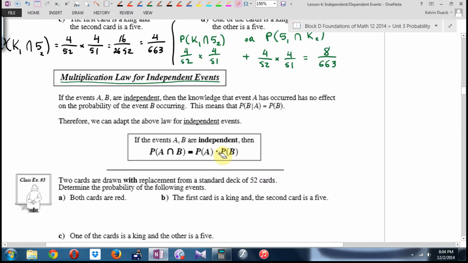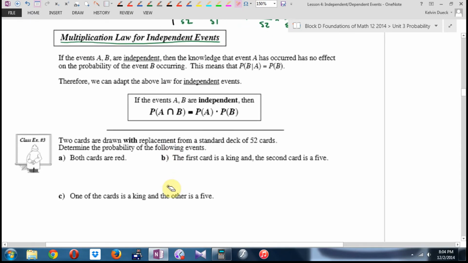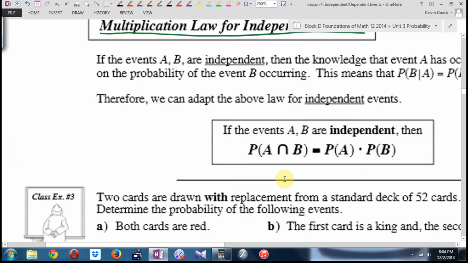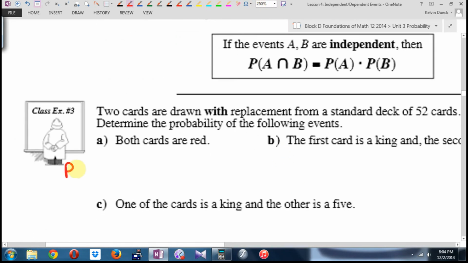And so because the conditional portion, whether or not A occurred, doesn't affect this answer, we simplify it. It's still multiply, but you really don't need to concern yourself with whether or not A occurred. As an example, let's draw cards with replacement. So you're putting the card back and reshuffling. Both cards red. Okay. Probability of red 1 and red 2. How many reds are there?